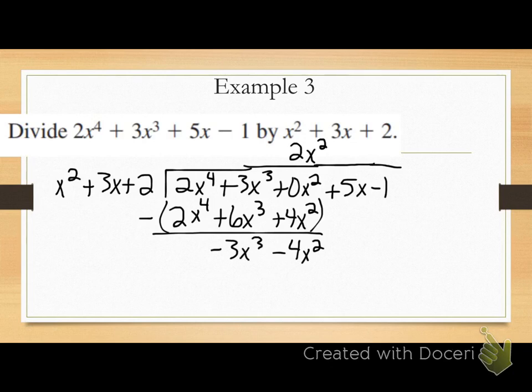Negative 3x to the 3rd. 2x to the 4th is canceled. Is it not like cubed? It's cubed. Or you can say to the 3rd. Either one will work. Okay, what's next? Bring down the 5x.